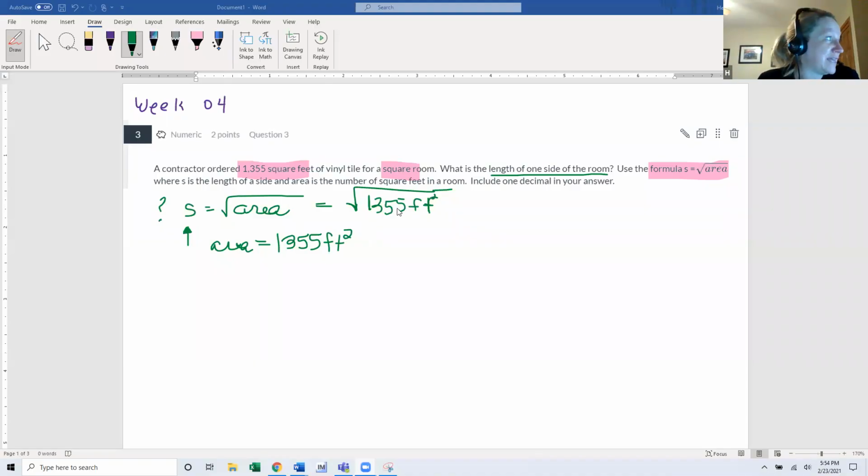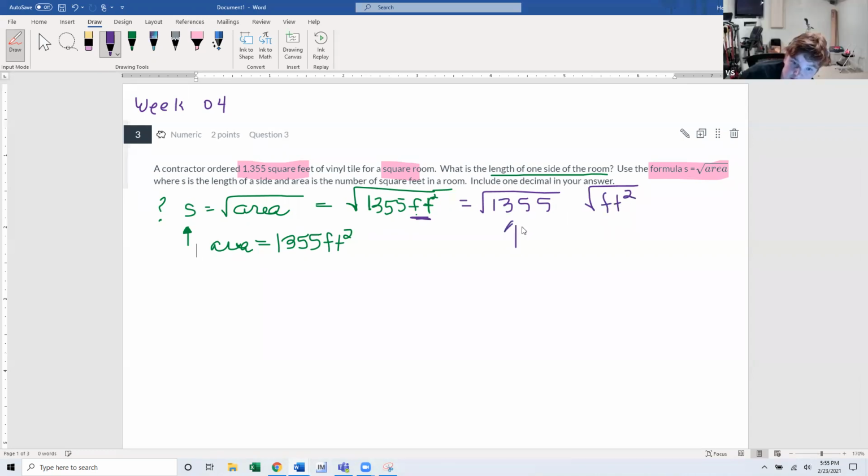So I think where you're getting confused is because the units have a square, right? So you were putting a little square after it, and you just end up getting 1,355, which is probably very confusing. But that square is just applied to the feet, not to the 1,355. If I split this up, we're taking the square root of 1,355 and we're taking the square root of feet squared. Okay, so it's a separate thing.